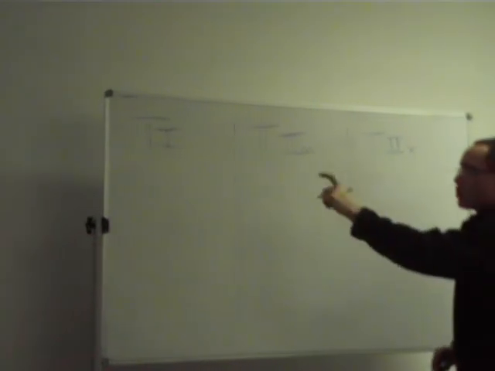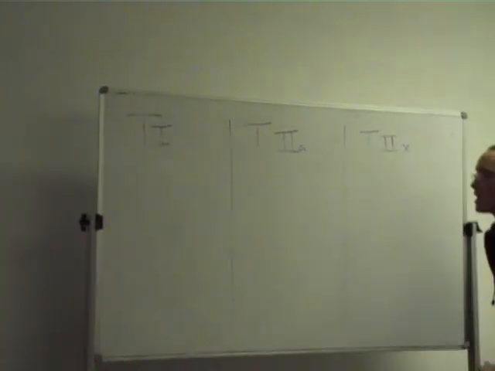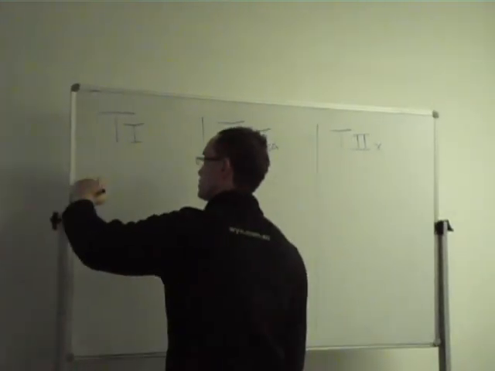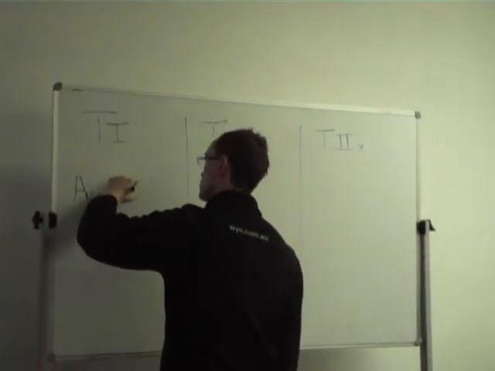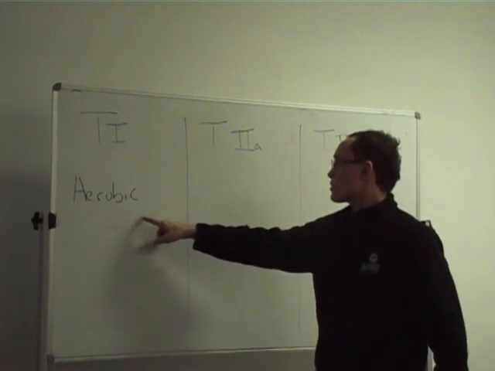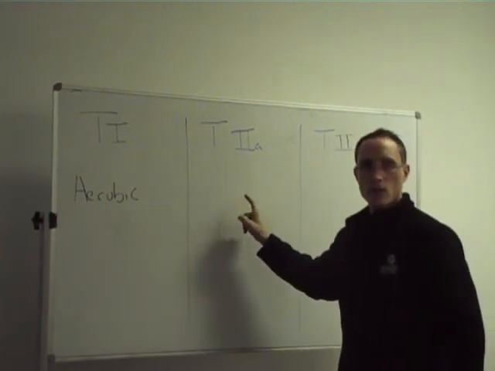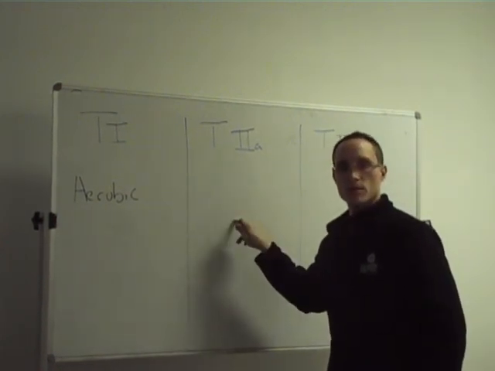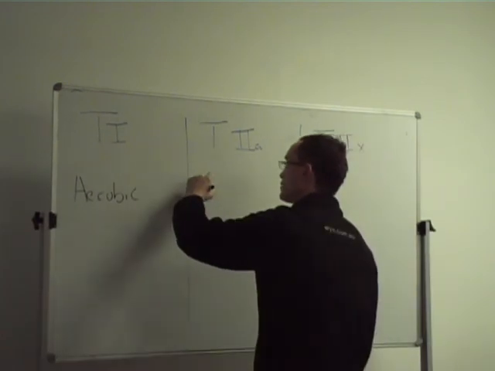Okay, so we've got our type 1 and our type 2A and our type 2X. Okay, these guys use the aerobic system. Okay, they are aerobic. Our type 2A, which is not in the literature, but is important to understand, these are our intermittent fibres.